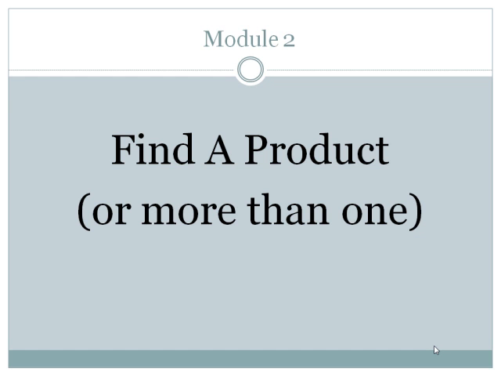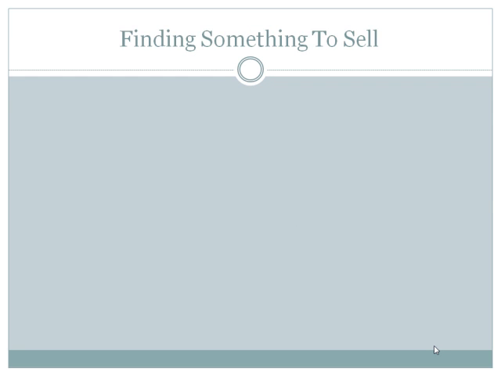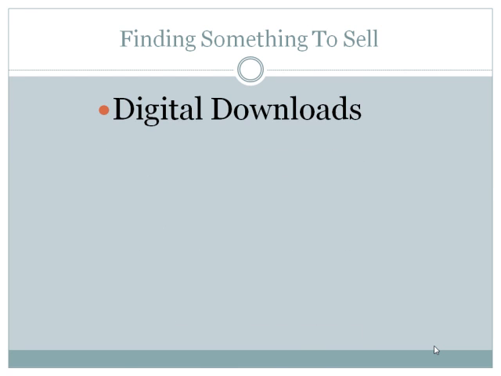Now let's talk about finding a product, or more than one product if you want. There are three basic ways for you to provide products to your customers when you're doing business through the Internet. The first method is by selling digital downloads.